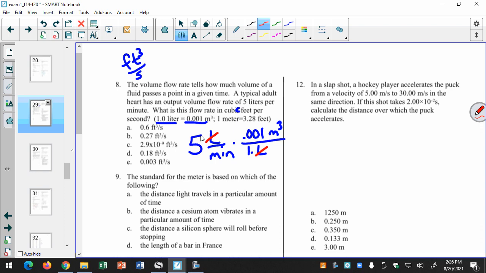But I don't want cubic meters, I want cubic feet. And so my feet conversion is over here. I have 1 meter here and 3.28 feet. Now this is where it gets a little tricky because I have meters in the denominator, but cubic meters in the numerator. And I want cubic feet in my answer. So that means that I'm going to have to cube this unit. Notice I didn't have to cube this conversion factor because a liter is equal to so many cubic meters. Like a liter is really just another way of saying cubic meters.